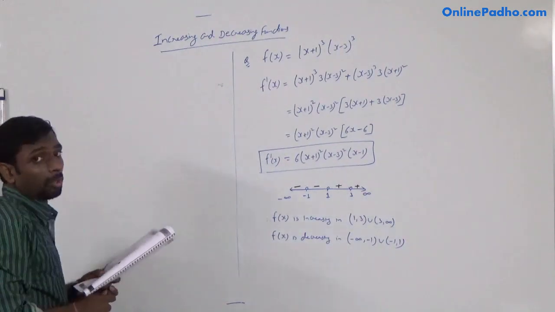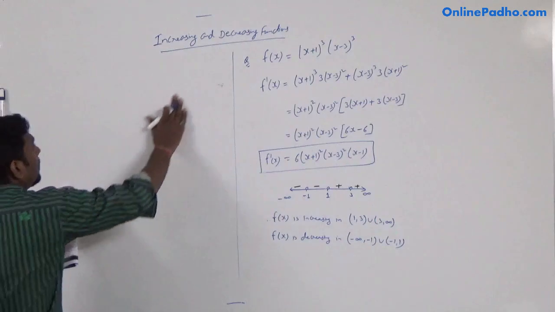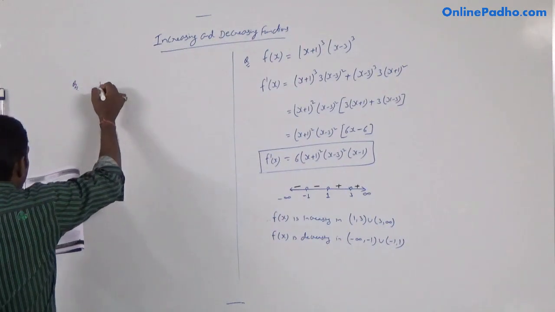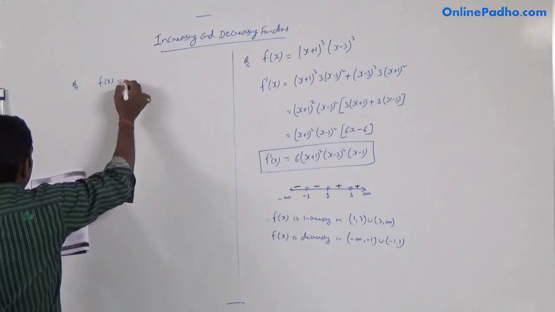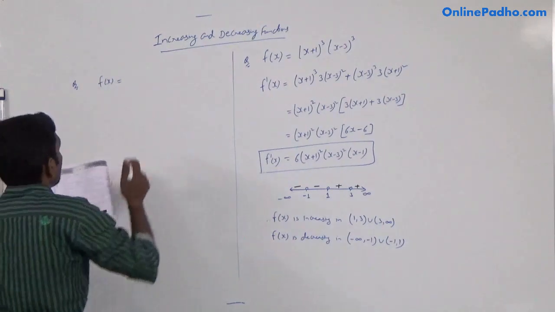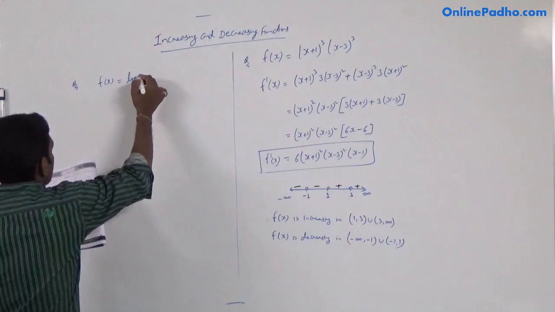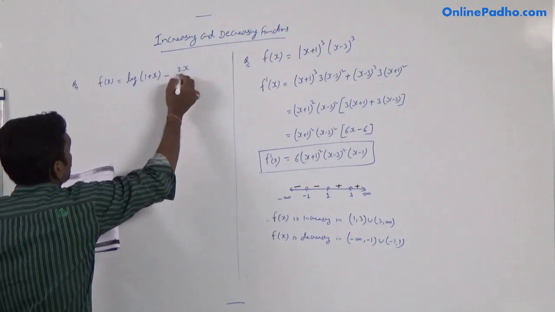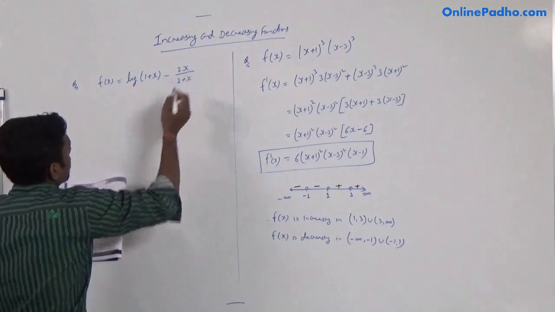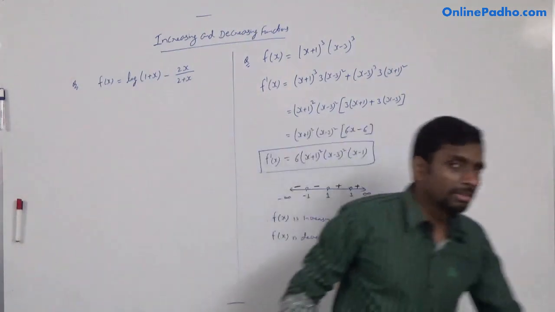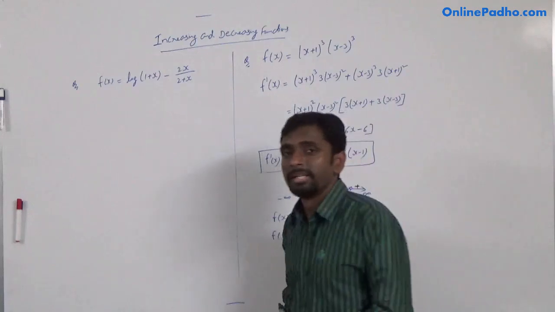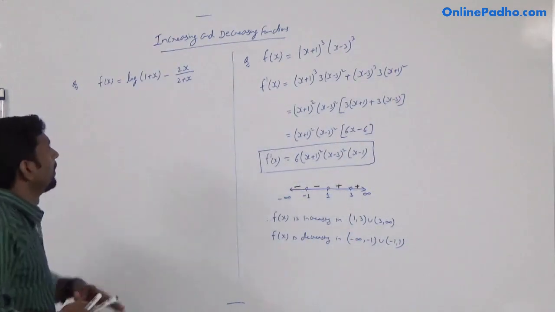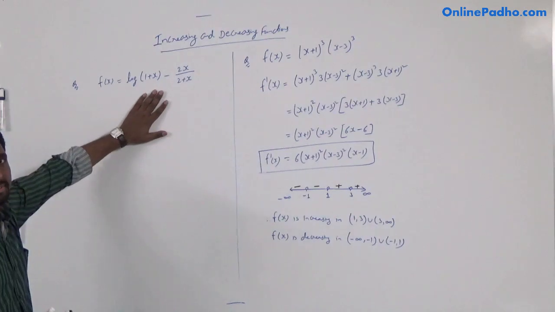We have to find the domain also for increasing or decreasing before finding the function increasing or decreasing. Let us see, the question is f(x) = log(1 + x) - 2x/(2 + x). We have to find the interval in which this function is increasing or decreasing. So before finding f'(x), first we have to find the domain of this function.